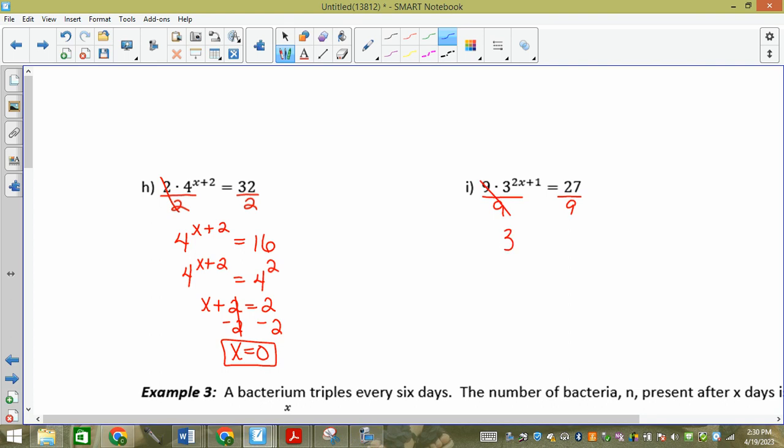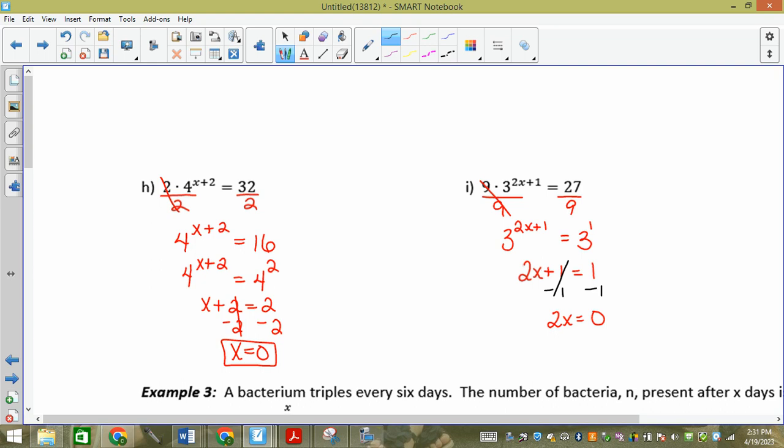And I get 3 to the 2x plus 1 equals 3 to the what? I need an exponent on this 3. 1. It's a 1. Any number that doesn't have an exponent, you can put a 1 on it, right? Now, if you have 3 to the something equals 3 to the something, what can we do next? Make the exponents equal. Somethings have to equal, right? So we get 2x plus 1 equals 1, and then what can we do? Minus 1. And we get 2x equals 0.